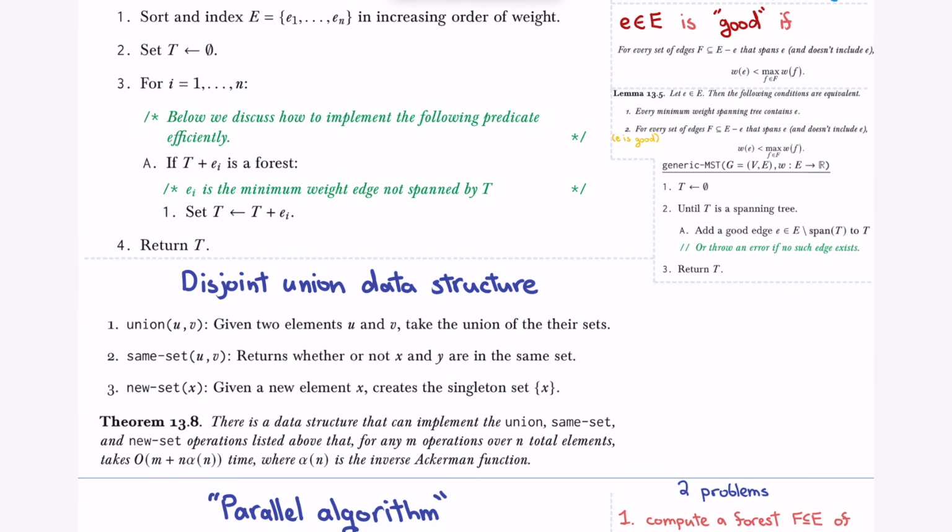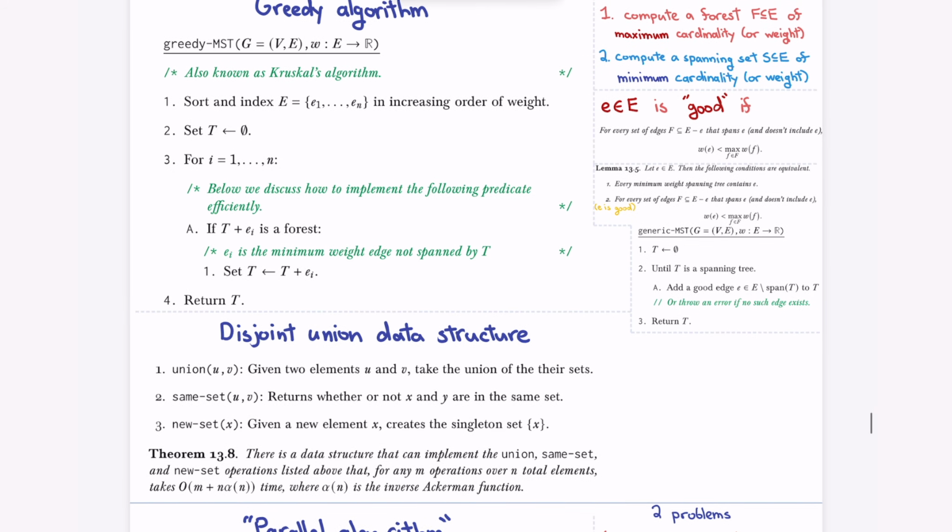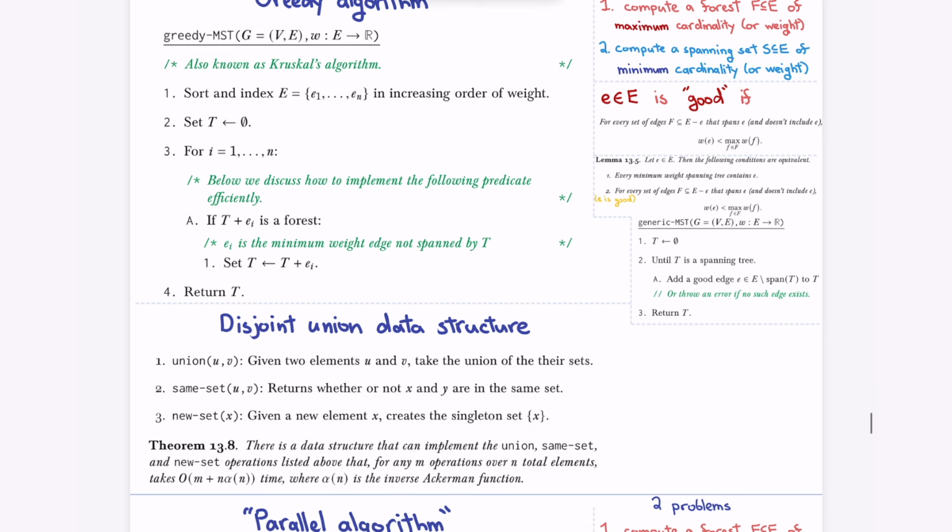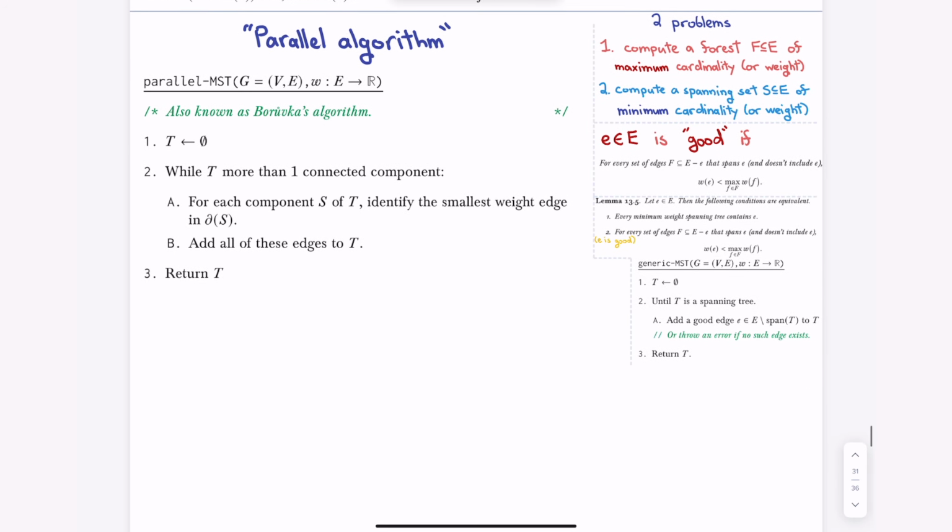Good. It's not really a bottleneck here because you have to sort the edges in m log n time. So actually a relatively modest disjoint union taking log n time per operation would have been just fine. Okay, how about the parallel algorithm?